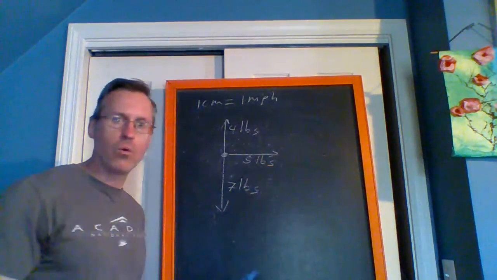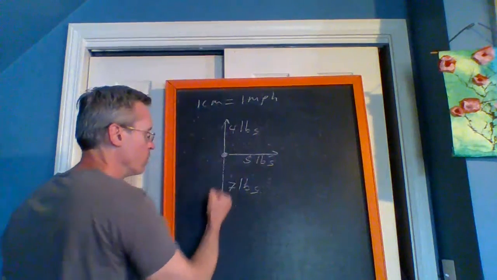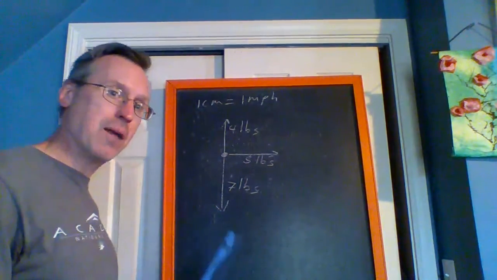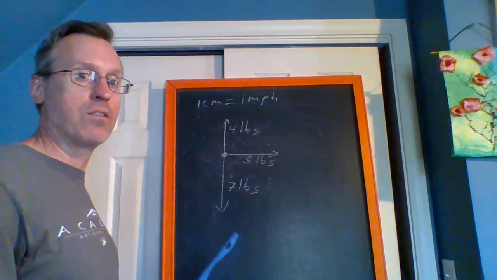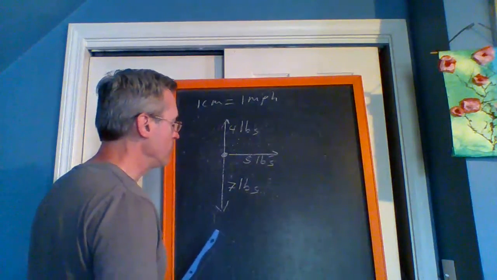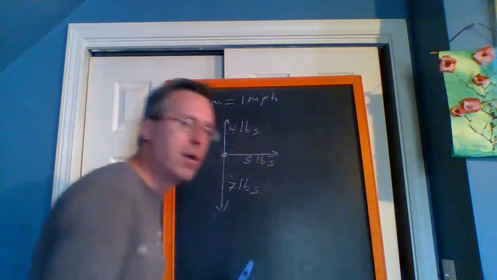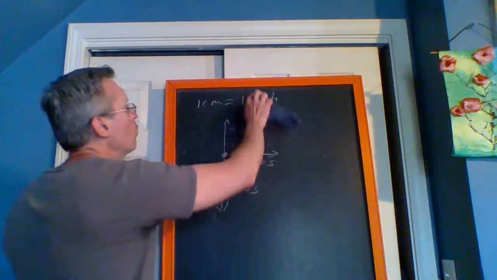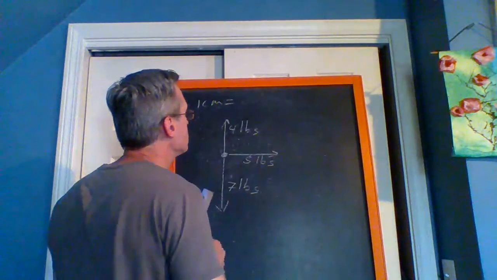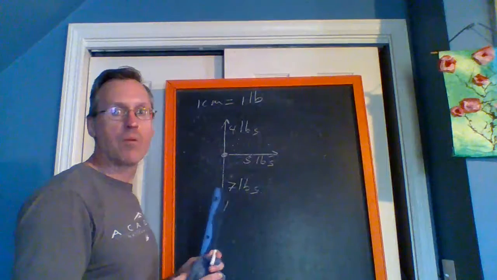Which way is the toy going to go? If you imagine 3 kids, one pulling this way, one pulling this way, and one pulling this way, all at the same time, what's going to happen to it? What direction is it going to go in? So again, I'm going to do this tip to tail, 4, 5, and 7. Now, make your scale 1 centimeter is 1 pound. And watch how I do this.